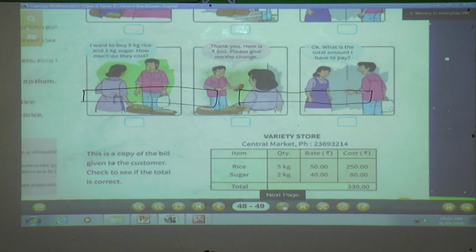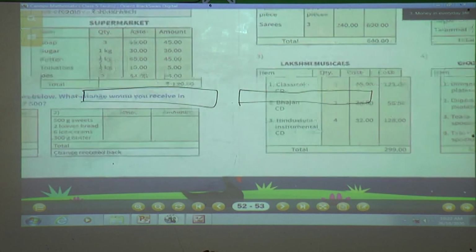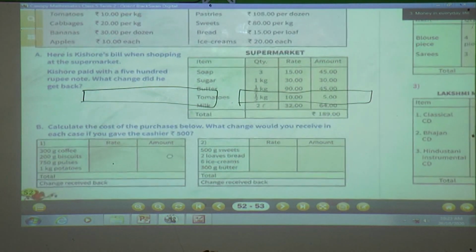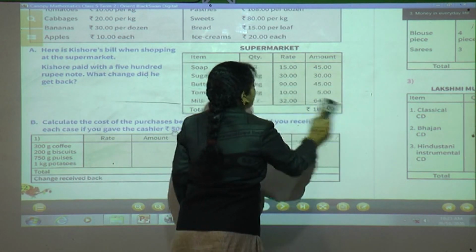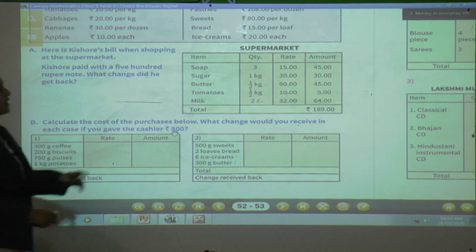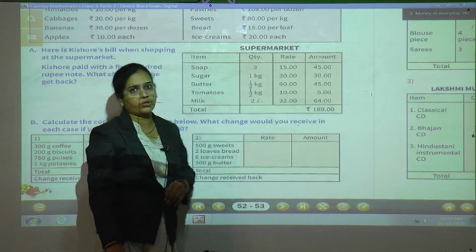Now next page, students, billing. Here on the exercise pages 52 and 53, they have given the bills. So all of you know how to calculate the bills. Okay. So in this way we have completed our revision of the third lesson. See students, first just write the items whatever you want and write the quantity, even rate, and afterwards write the amount and then add it, you will get the total amount.